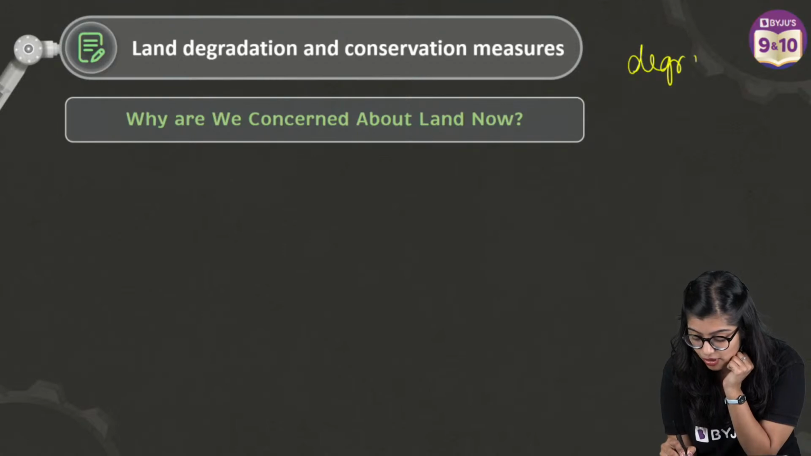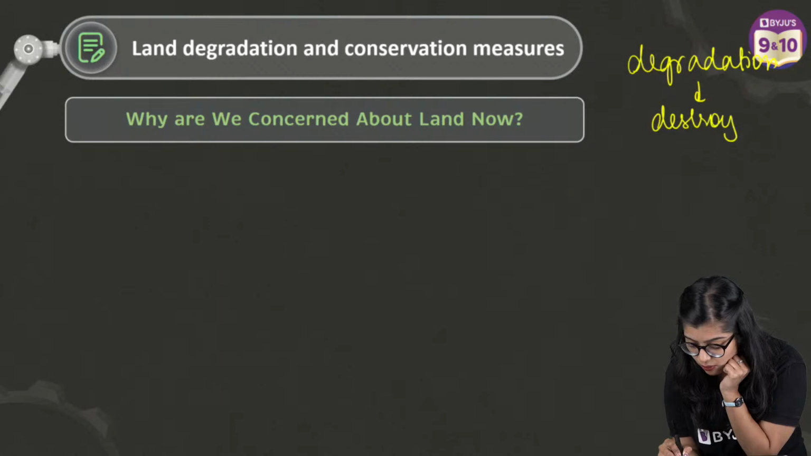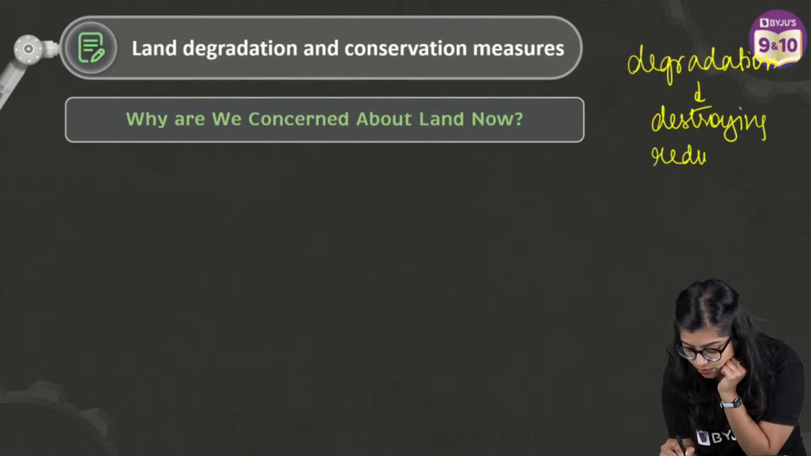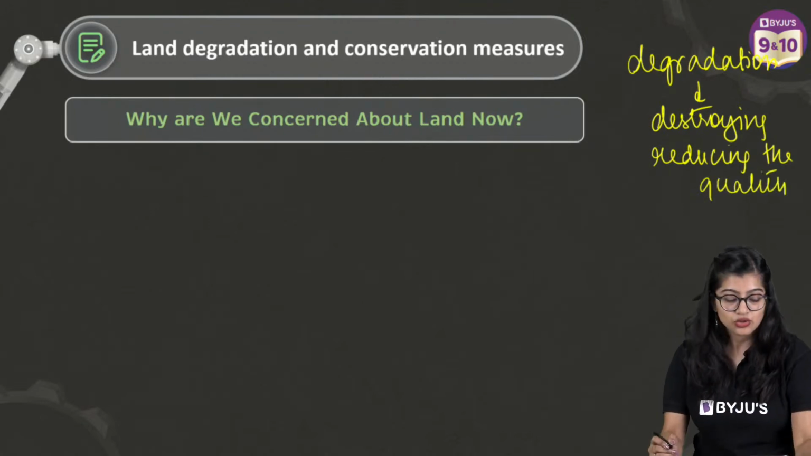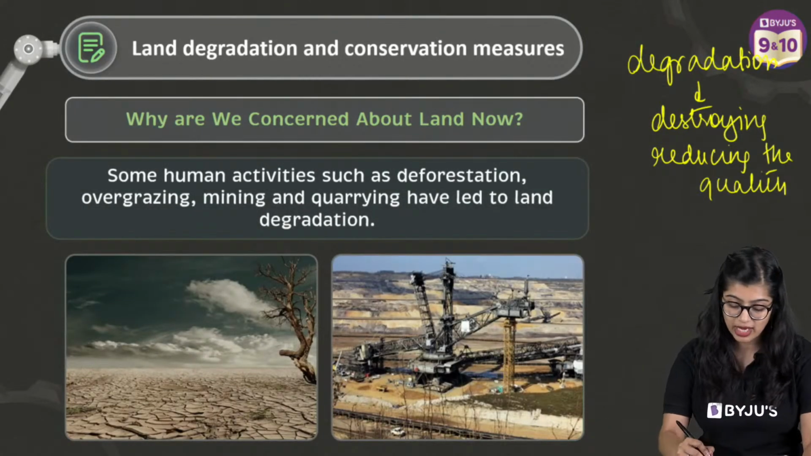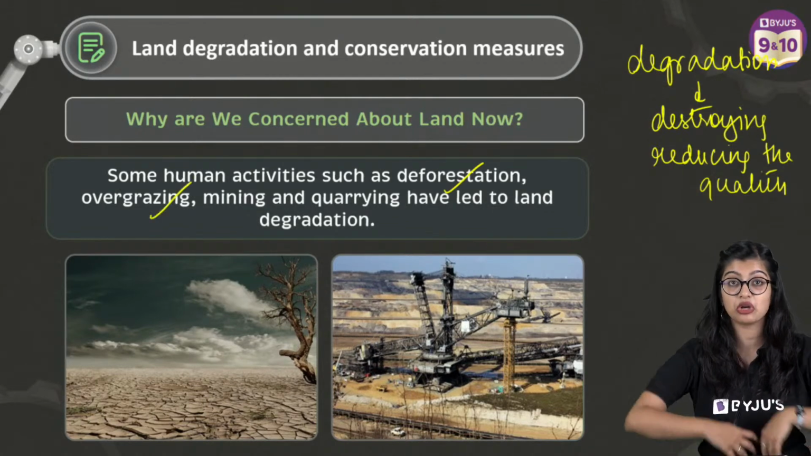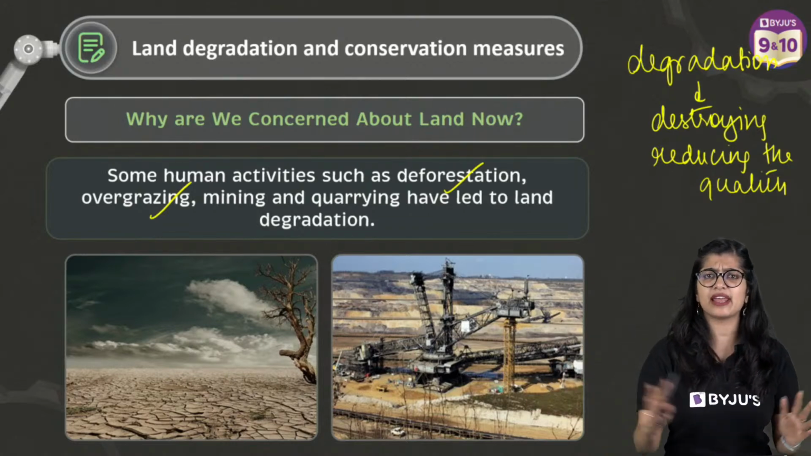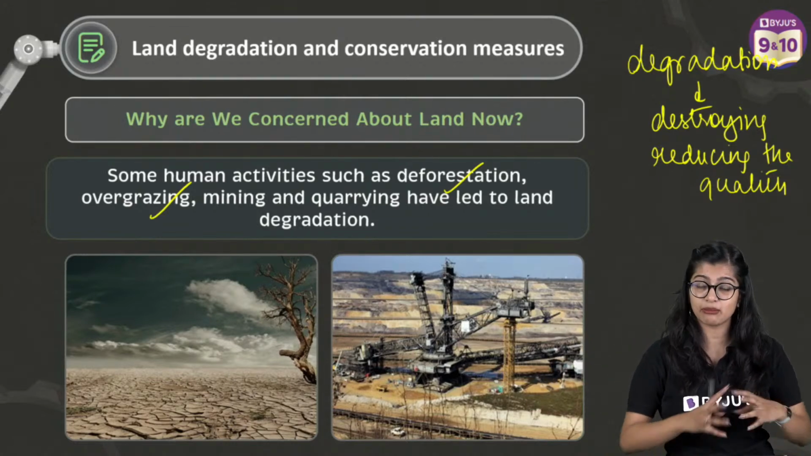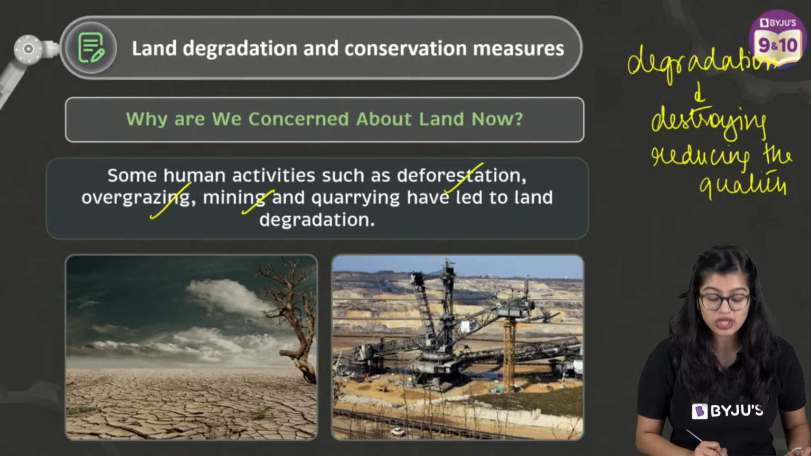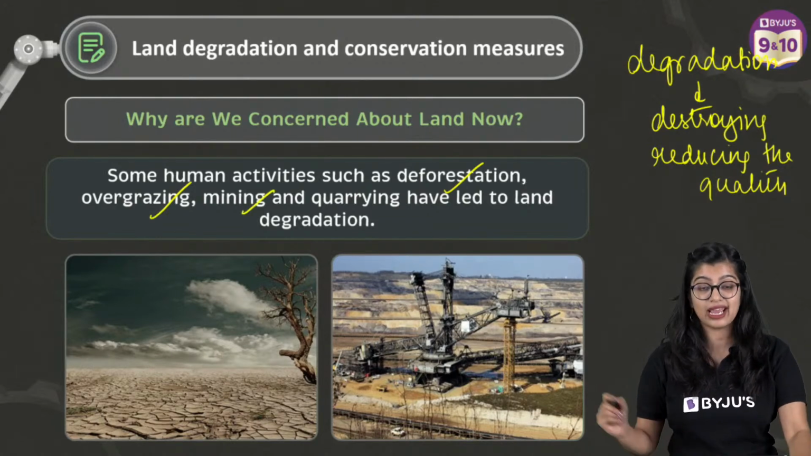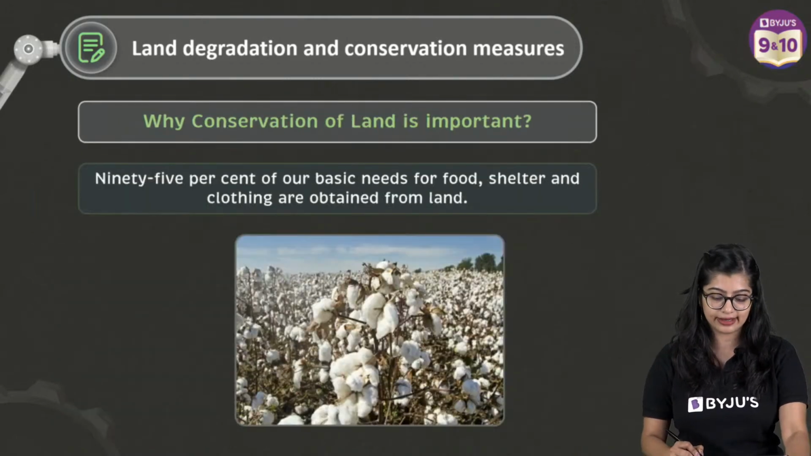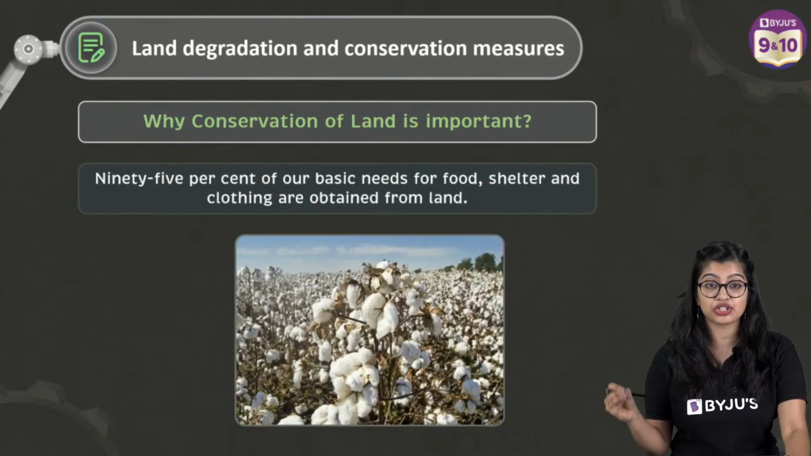Somebody was asking me, ma'am, what is degradation? Degradation is destroying the quality, or I could say reducing the quality of land. So over a period of time, we have resorted to deforestation and overgrazing, where it's not a limited area of land used for cattle feeding, but overgrazing happens. Then, of course, we've been mining and quarrying, all of which has led to land degradation, which is why conservation is very important.